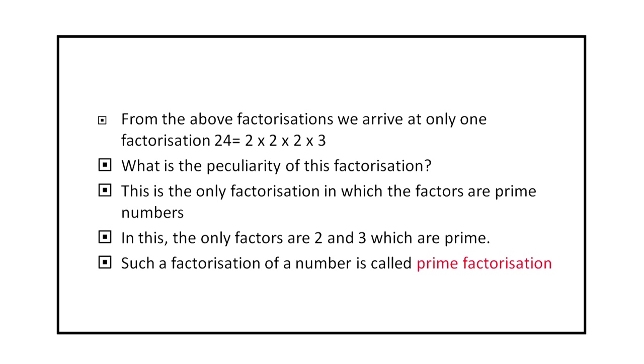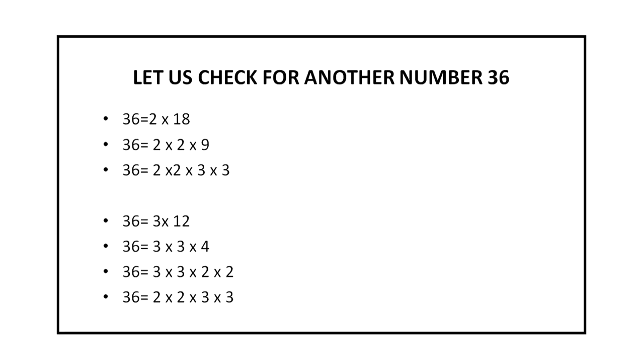This is the only factorization in which the factors are prime numbers. See, the number 2 and number 3 are called prime numbers. In this, only the factors which are prime are taken here. That is why this method is called prime factorization method. Thus, in the prime factorization method, prime numbers which come as factors are multiplied in order to get the given number. Let us check for another number, 36.